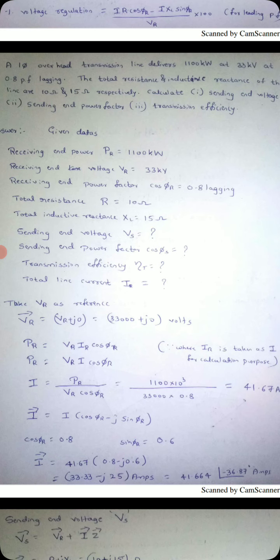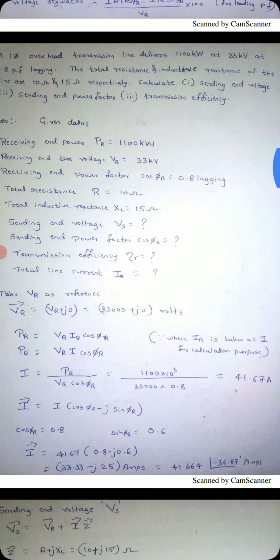PR is Vr Ir cos phi r. For short transmission lines, we know that the sending end current is the same as the receiving end current. Instead of Ir and Is, we can write directly I. So Is is equal to Ir is equal to I only. So PR equals Vr I cos phi r, or to find I, PR divided by Vr cos phi r. That is 1100 kilowatt divided by 33 kV into 0.8. I get the current as 41.67 amps.